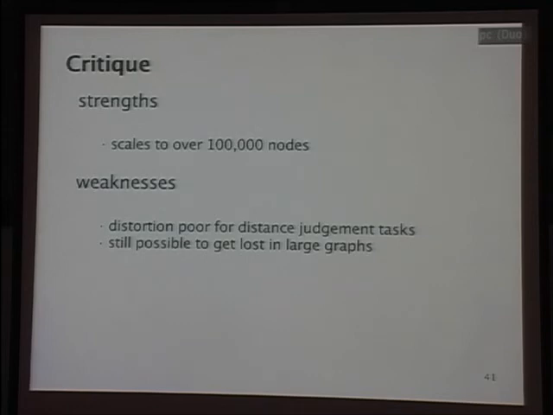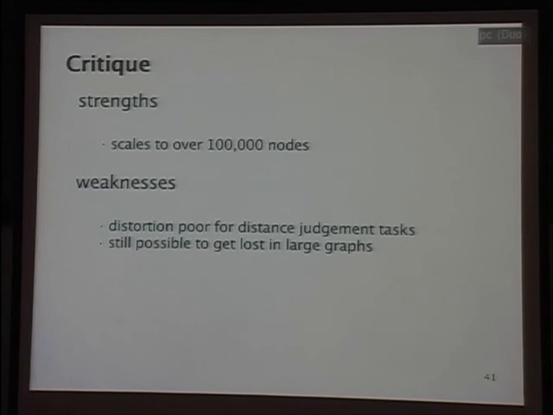So this one actually scales up to larger data sets. You can usefully navigate data sets of over 100,000 nodes. It still has the same weakness: you'd never want to use a method like this if you care about distance judgments. And even though you saw a bigger neighborhood, you could still get lost when the graph got big enough.